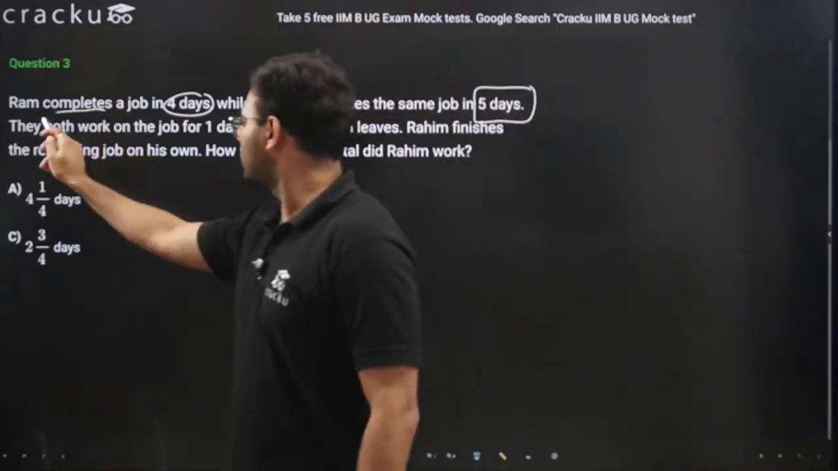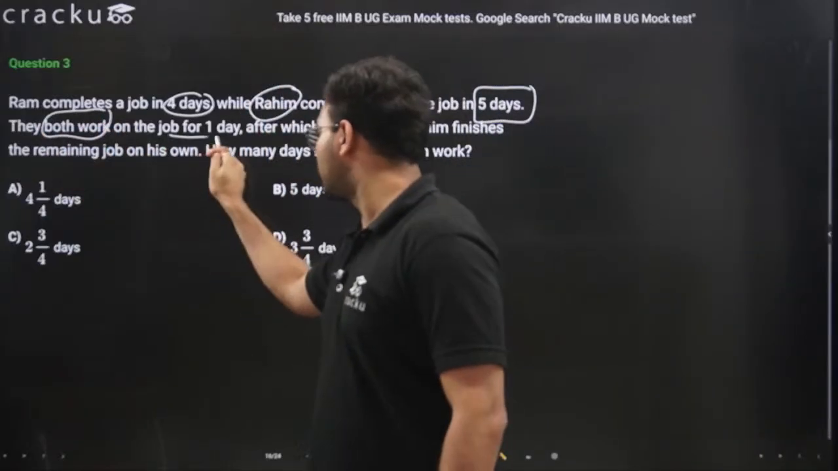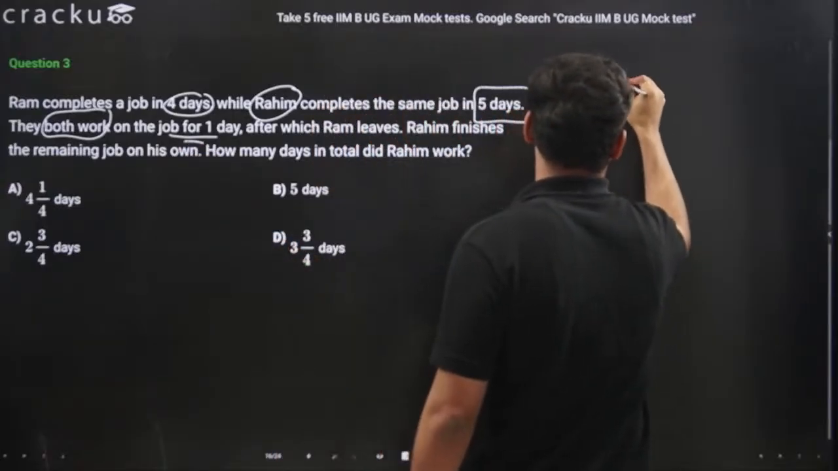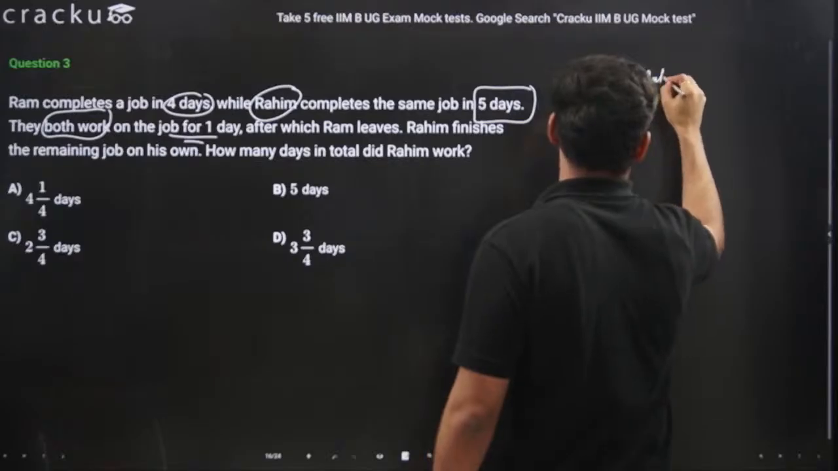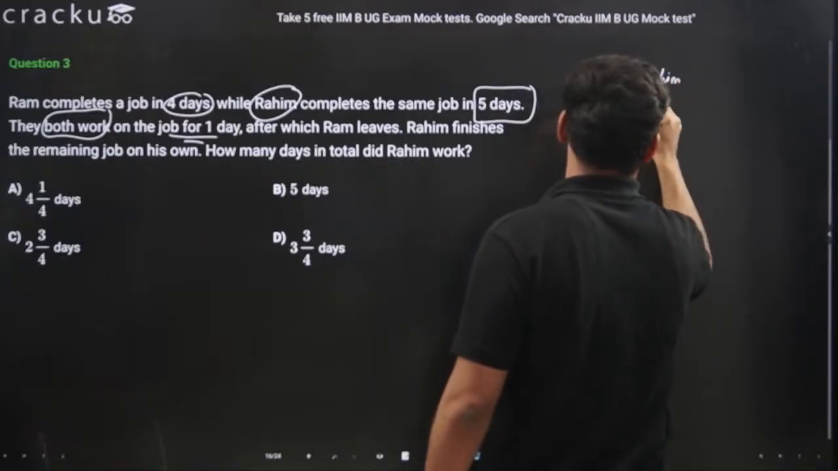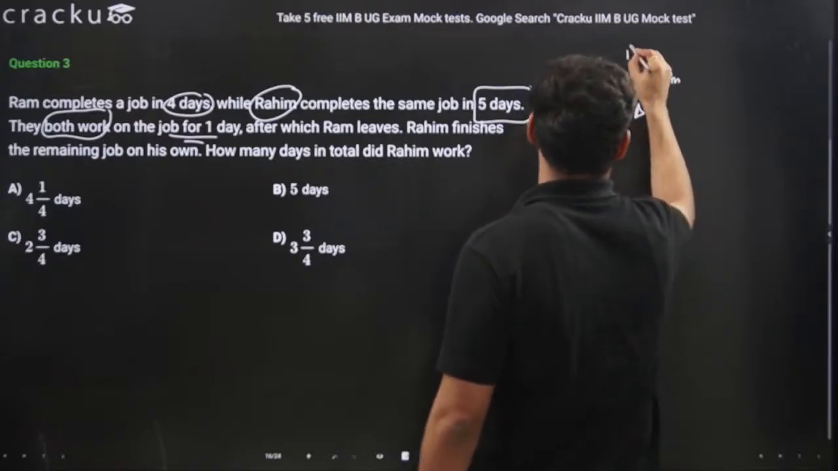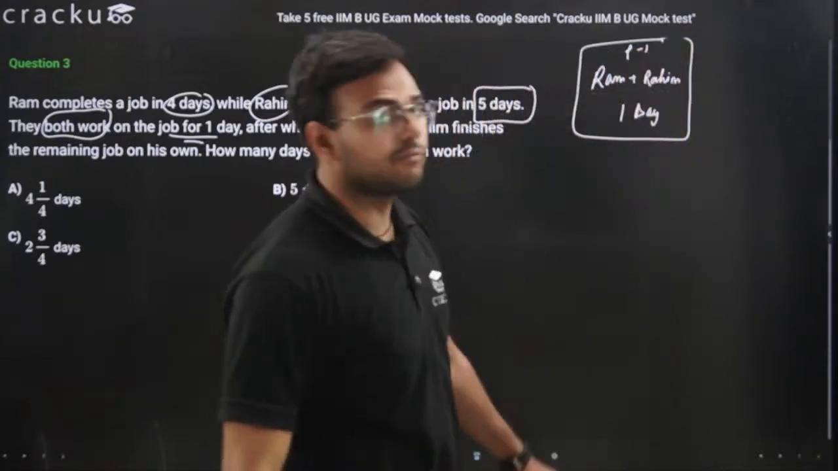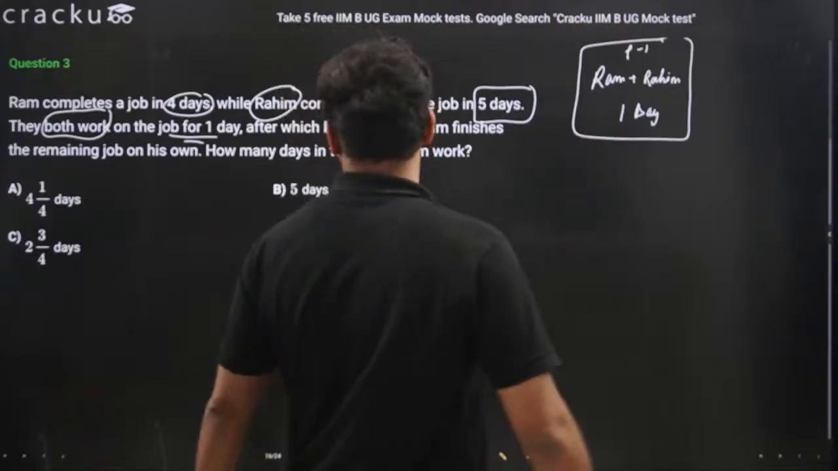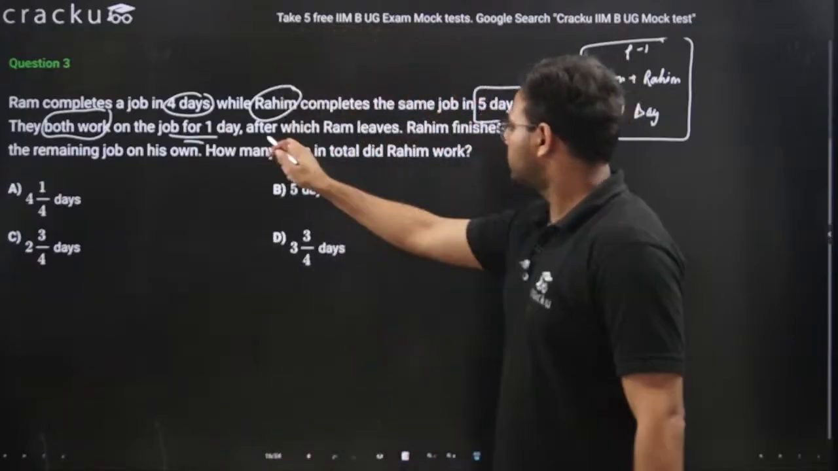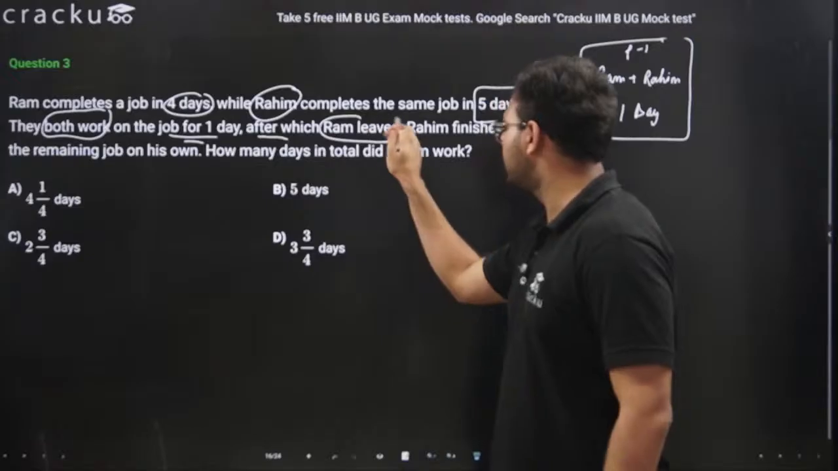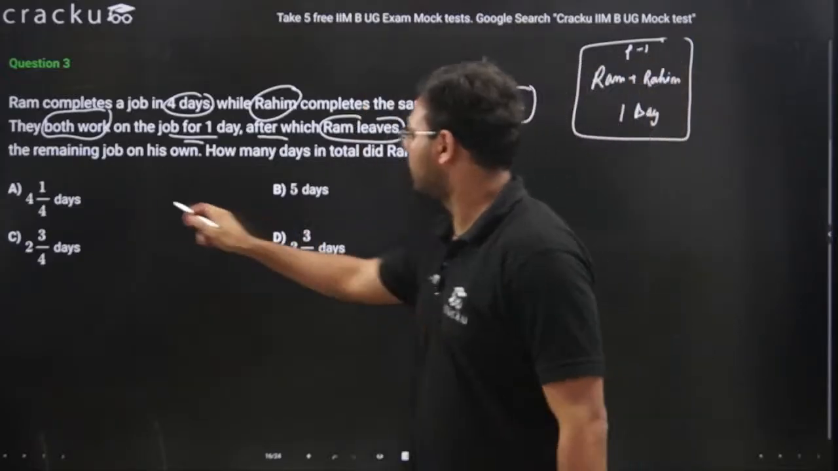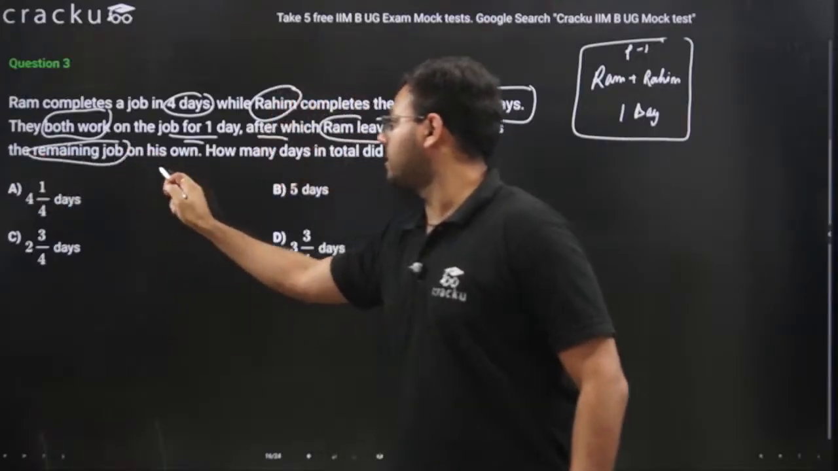Both of them work on the job for 1 day. Both Ram plus Rahim are working for 1 day. This is our phase 1 as per the question. After which Ram leaves, and Rahim finishes the remaining job on his own.